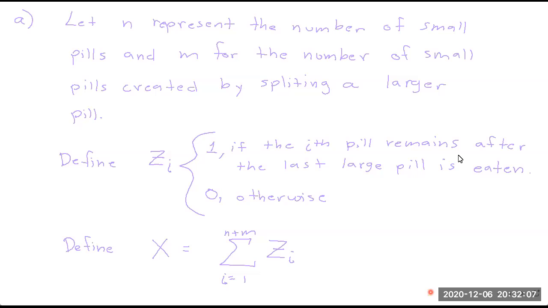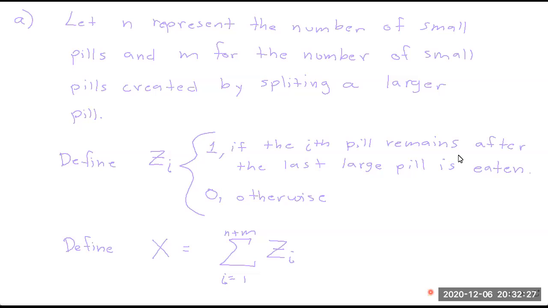So today we'll be working on Chapter 7, Practical Problem number 24. This is going to be Part A. So we're going to let n represent the number of small pills and m the number of small pills created by splitting a large pill.